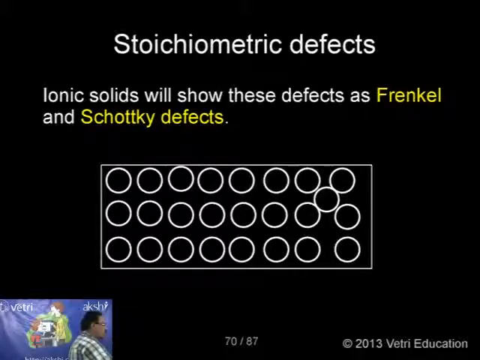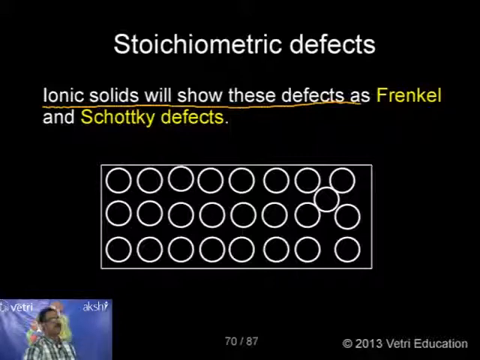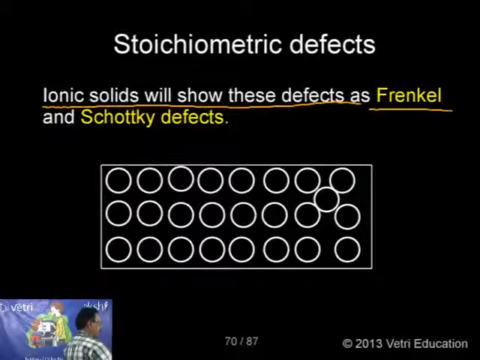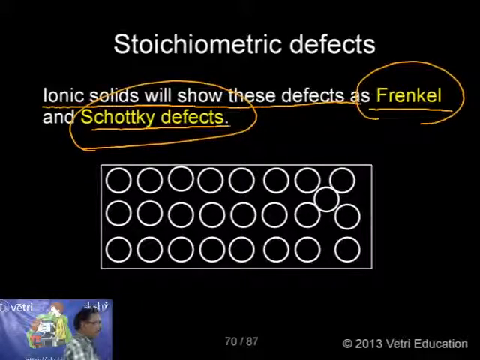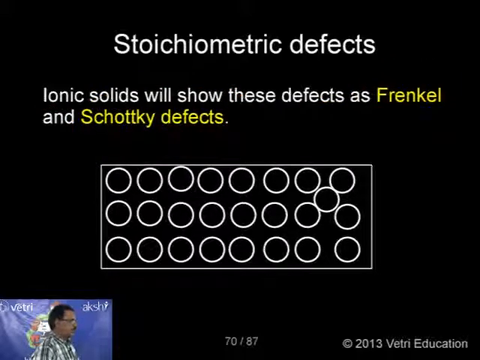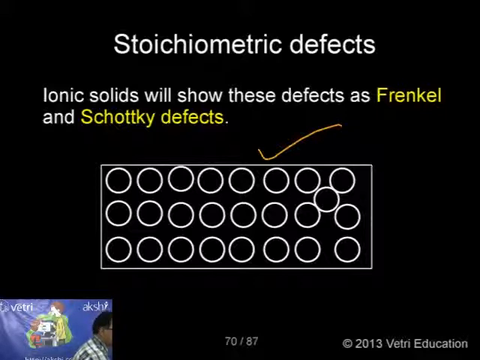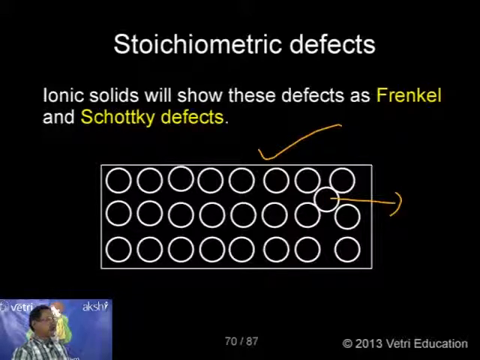Ionic solids also will show these defects, but in that case we give special names: one is called Frenkel, another is called Schottky defect. If vacancy and interstitial defects are observed in polar, ionic solids, we do not call them vacancy defect or interstitial defect. Instead, we use a different name: Frenkel defect or Schottky defect. Now I am showing an example. Just see this atom, it is inserted between the regular arrangement. So an extra atom is added, which is called interstitial.